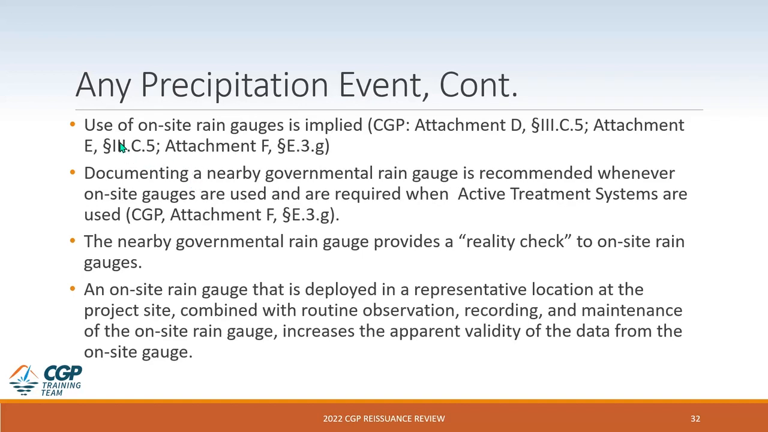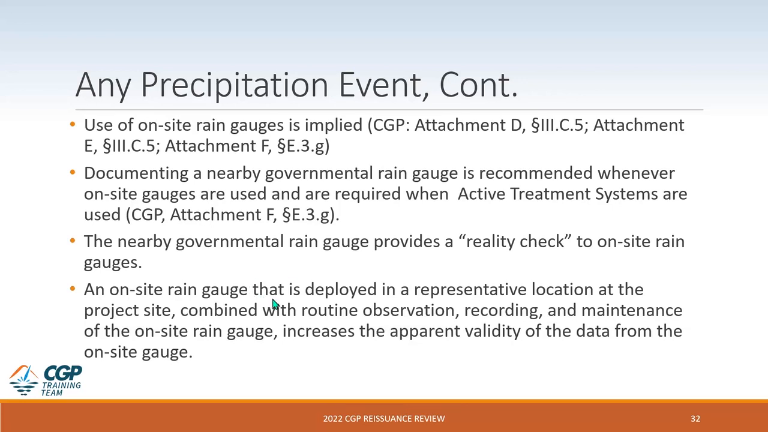For any precipitation event, you could use on-site rain gauges, and in fact, the use of on-site rain gauges is implied by the construction general permit, and we think it's a really good idea to have a rain gauge on every construction project. In some cases, you need to have multiple gauges if you have a long project. When you're using on-site rain gauges, we recommend documenting a nearby governmental rain gauge whenever on-site gauges are used, and you are required to use nearby governmental rain gauges when you're working with an active treatment system. The nearby governmental rain gauges provide a reality check to on-site rain gauges.